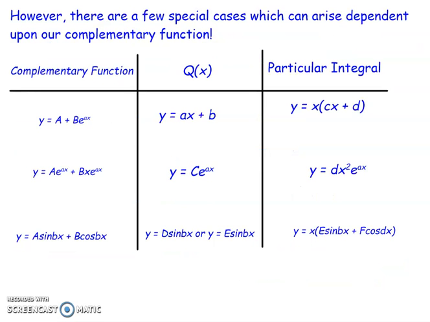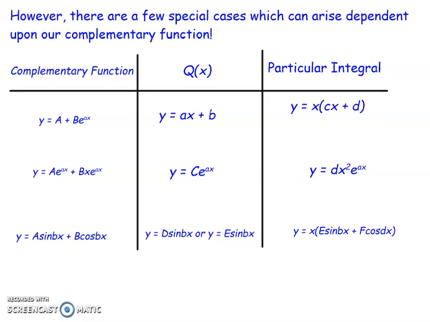There are a few special cases that can arise dependent upon the complementary function itself, because remember we've got the three forms of our complementary function that occur. Now let's say our complementary function is something along the lines of a plus b e to the ax. What we'll do is if q of x is a linear function, we pick a particular integral to be x times cx plus d, because that takes into account I've got a linear part of my complementary function as well as an exponential, and I'm still going to get all the terms required for my particular integral to cover q of x.